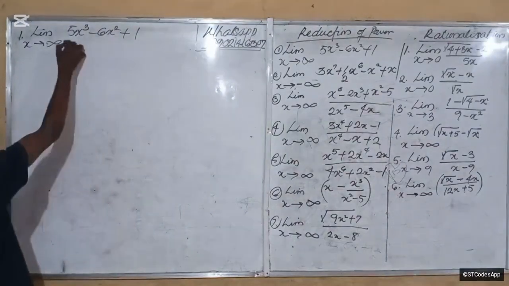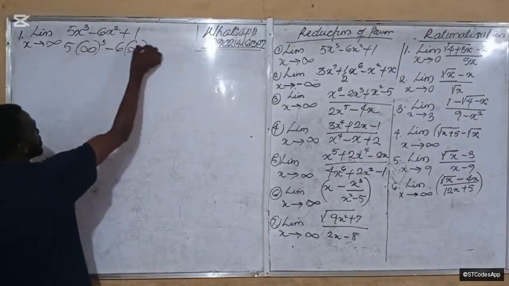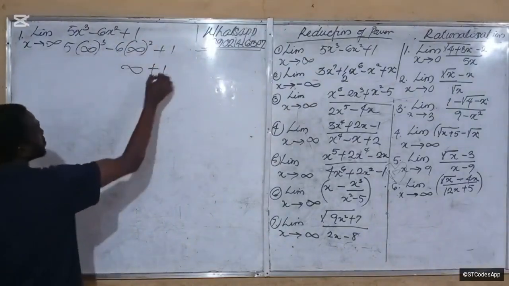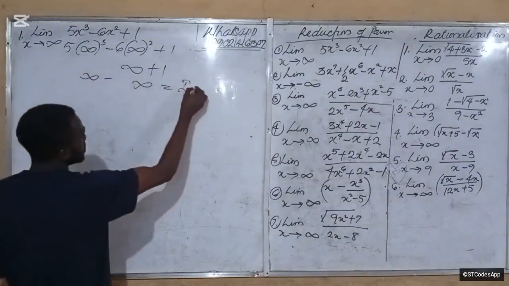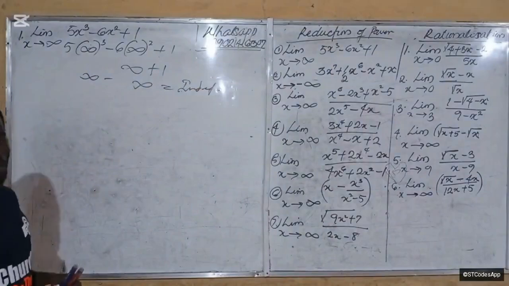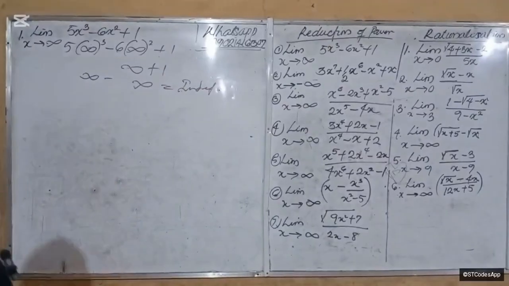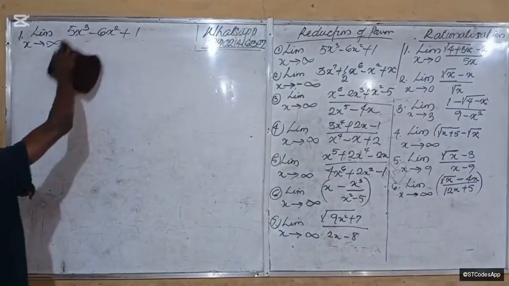You are going to end up with 5 into bracket infinity to the third minus 6 into bracket infinity squared plus 1. This gives you infinity plus 1 is still infinity, then minus infinity. That gives you indeterminate. Okay? Which means it has no answer. So what you want to do first is to reduce the powers. Now, how do you reduce powers?